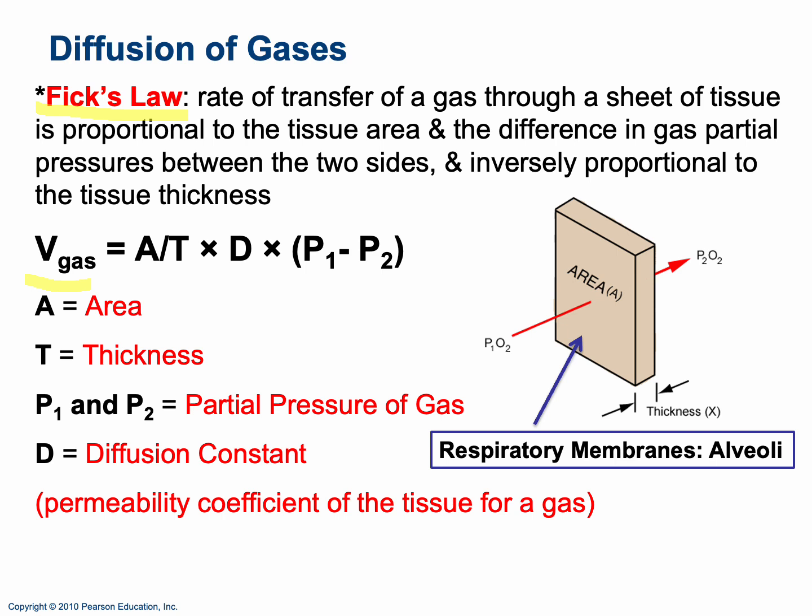So V gas, this is referring to your overall gas flow rates, is equal to A over T times D times P1 minus P2. And A is referring to the area, surface area available. T is referring to the thickness. P1 and P2, the partial pressure of the gas. So in this case, referring to like oxygen or carbon dioxide. And D is a diffusion constant.